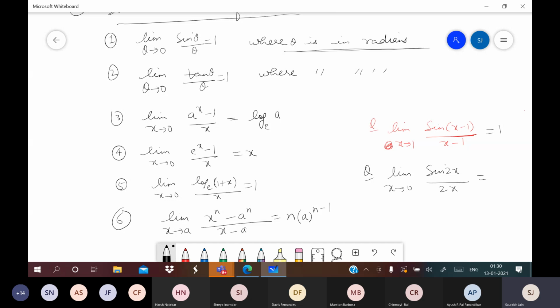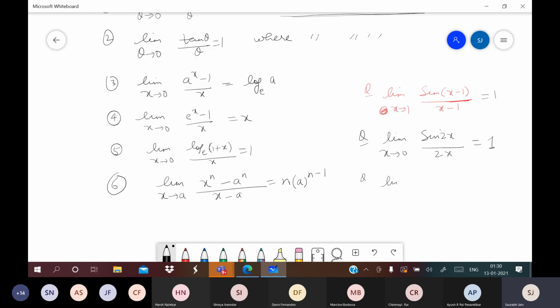Now what is happening? The sine of the angle and the denominator are both the same. Both are tending to 0 because x is tending to 0. That is why 2 into 0 will be 0 only. And they are in radians, so its answer will be 1.